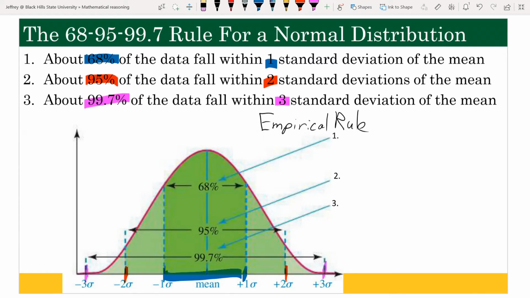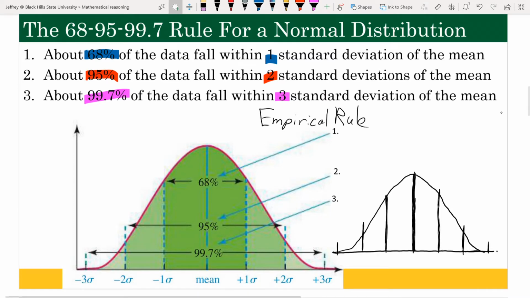Now, of course, what might be helpful is to actually break this up into separate sections. What I want to do is look at what the area is of each of these sections. So I know that if I go between this line and this line, we have about 68% of our data. So everything between here is about 68% of our data. Now, what if I just want half of that? Well, that would give me the area of 34%. Because again, 34 plus 34% is 68%.